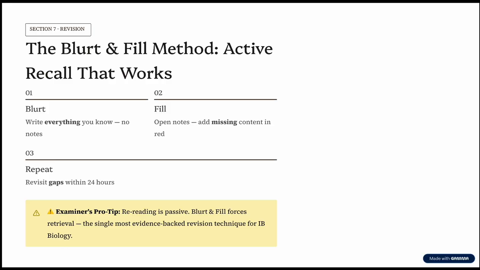Scoring a 7 is a combination of knowing your biology and knowing how to communicate it to people like me. I hope these examiner secrets give you the confidence you need for your next exam.